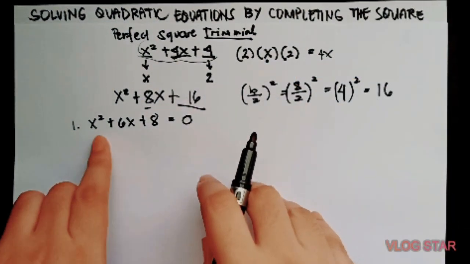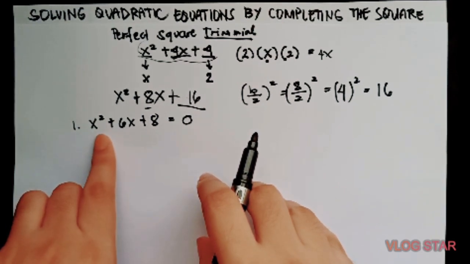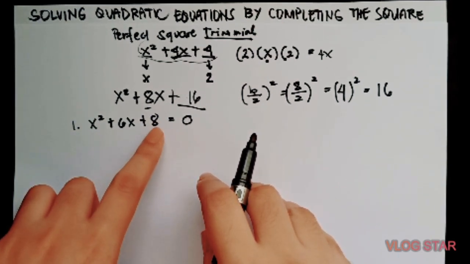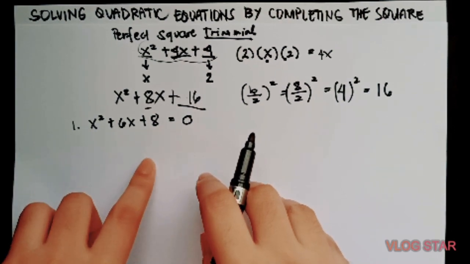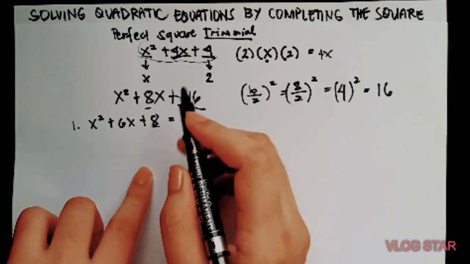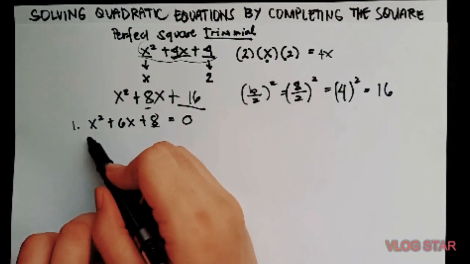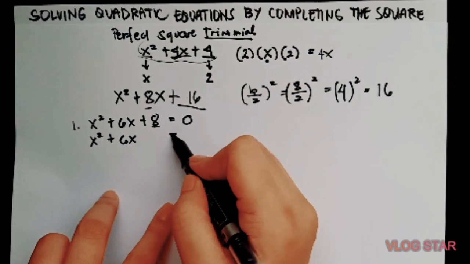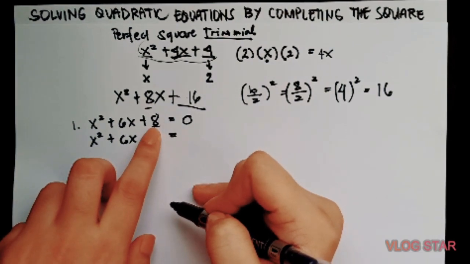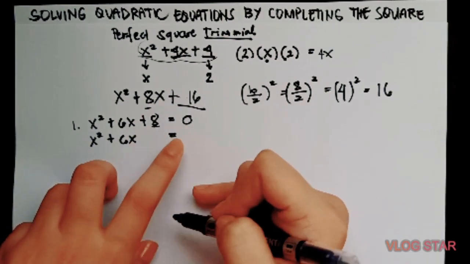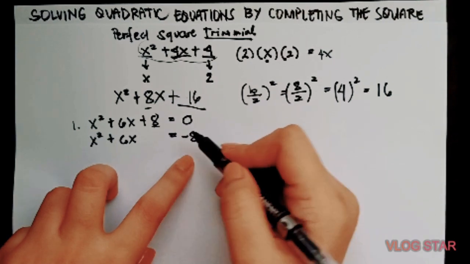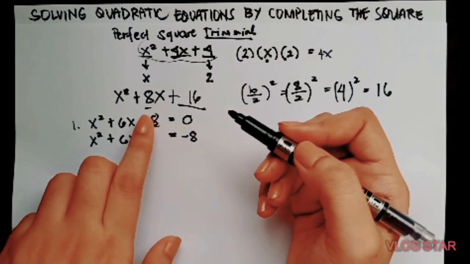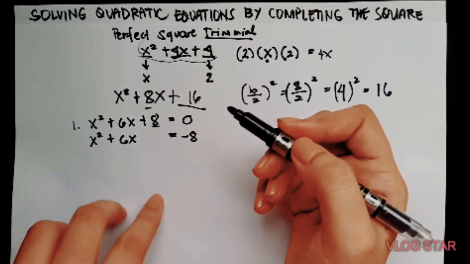As you can see, this equation is a trinomial, but the third term is not a perfect square. So what should we do? We have to move 8 to the other side of the equal sign, and this will become x squared plus 6x equals. Since this will be moved to the other side of the equal sign, it will become the opposite of this sign. So from positive 8, it will become negative 8.